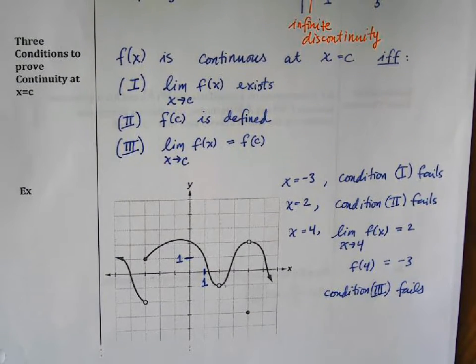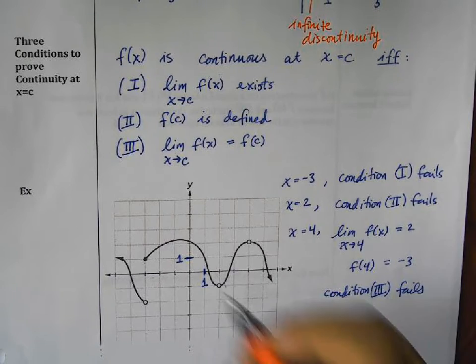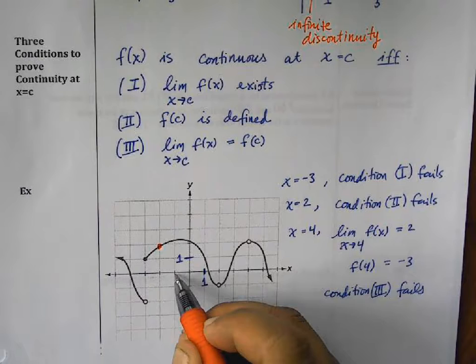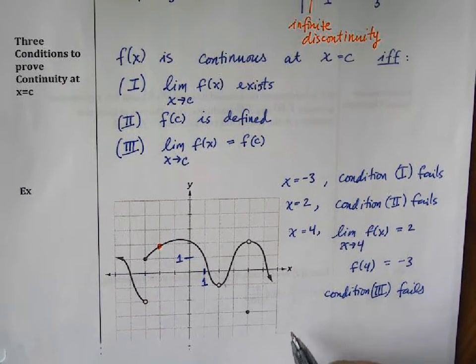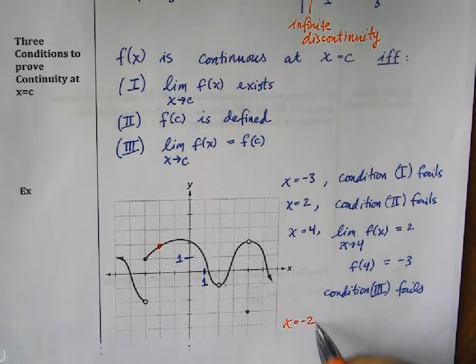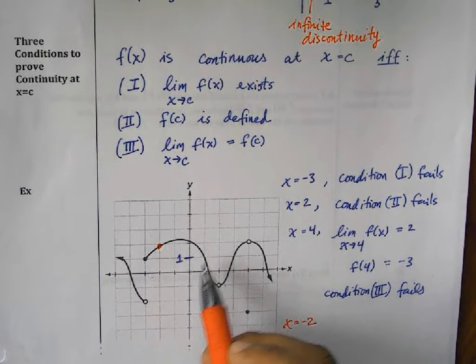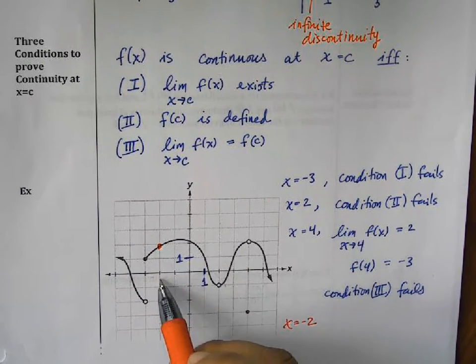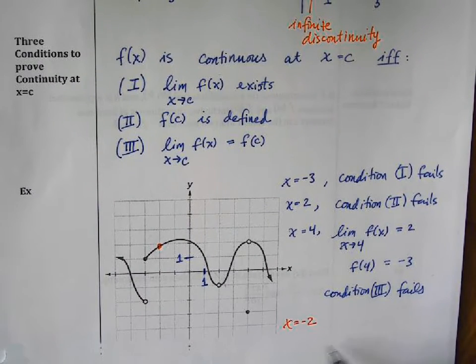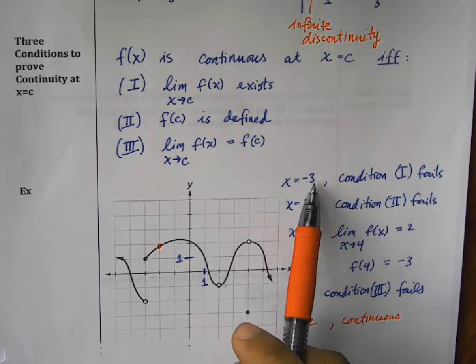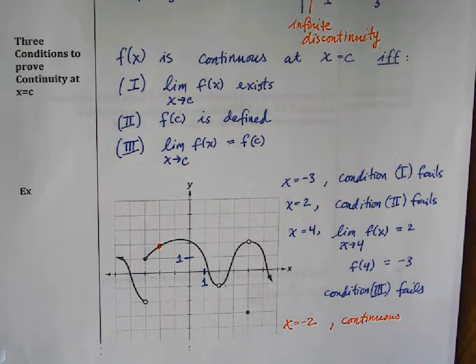And let's pick a case where it does work. It's not hard to find. Let's pick this one right here at x equals -2. At x equals -2, you can see that the limit approaches 2. f of -2 is 2, and so they're equal. So here it is continuous. In the other three cases, it is not.